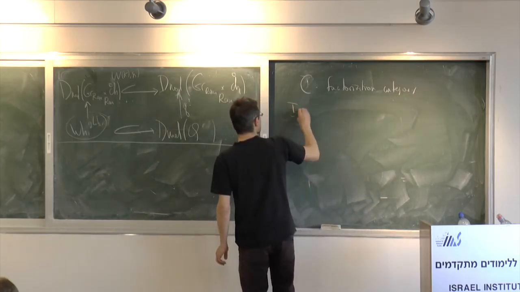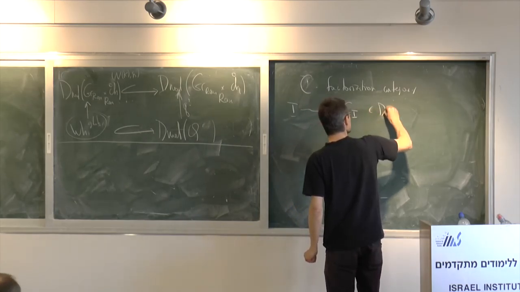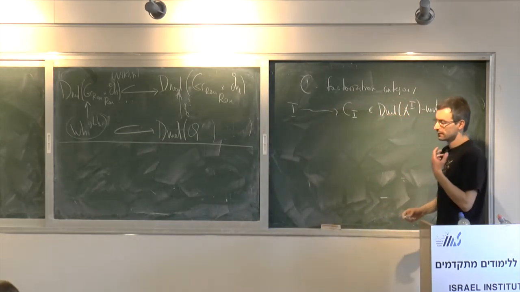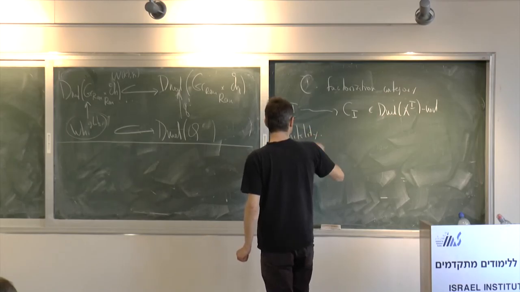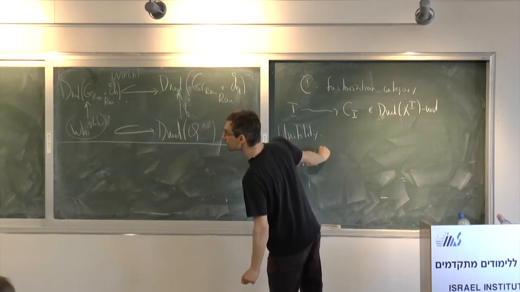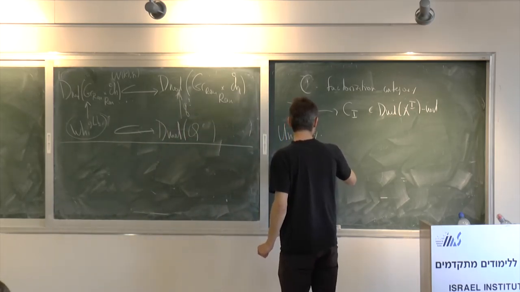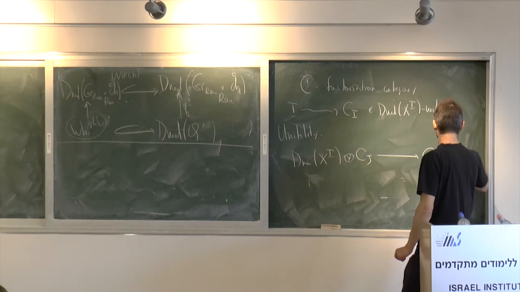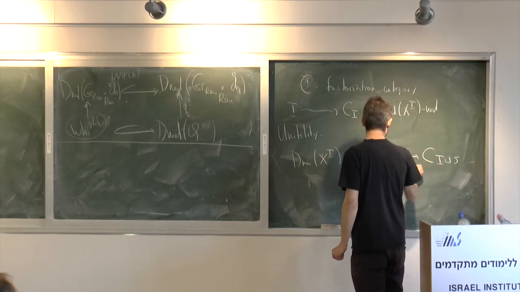I.e. an assignment for every finite set I, a category acted on by D modules on X to the I. So the unitality structure is the following. For every I and J, you have a functor D mod X to the I, tensor C_J, will go to C_{I union J}. Let me call this functor unit I,J, and we also require this functor have a right adjoint.